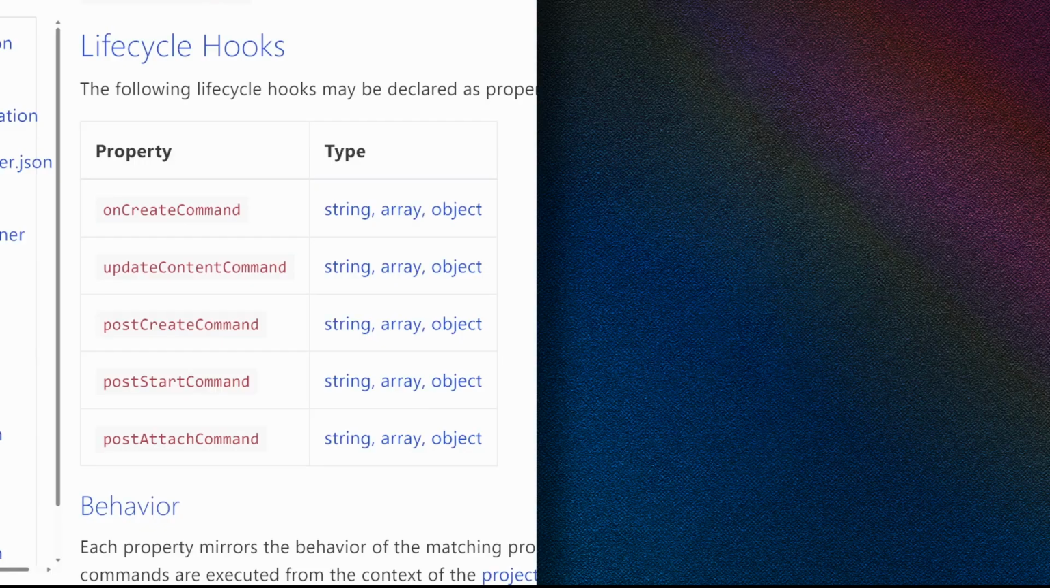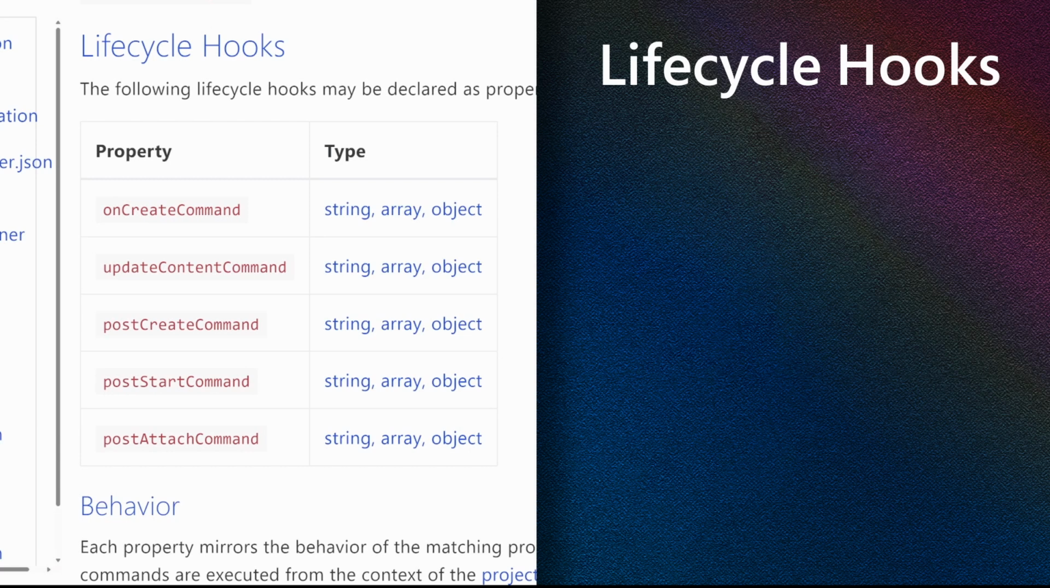Lifecycle hooks are essentially commands that are executed at a specific predetermined point in your dev container's lifecycle. And this strategic execution allows for a very high degree of automation, ensuring that tasks are executed exactly when they need to be executed and without the need of manual intervention. Let's take a look at the available lifecycle hooks.